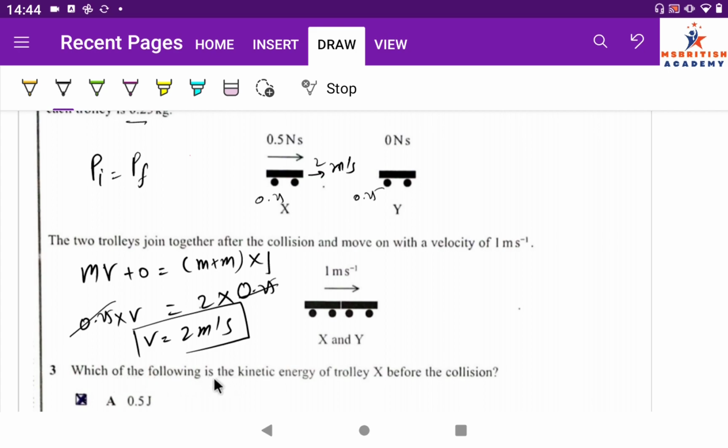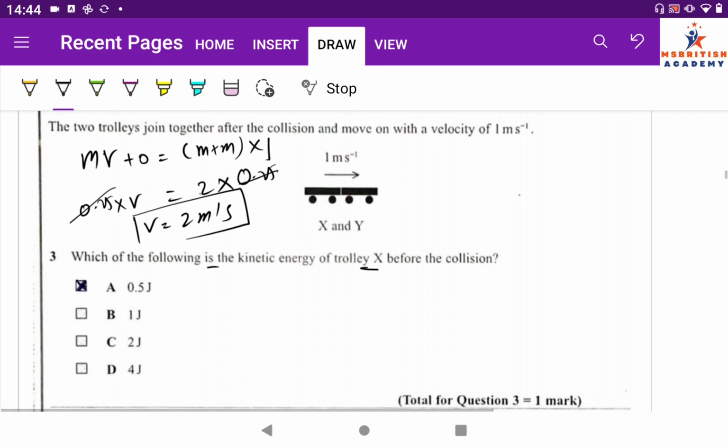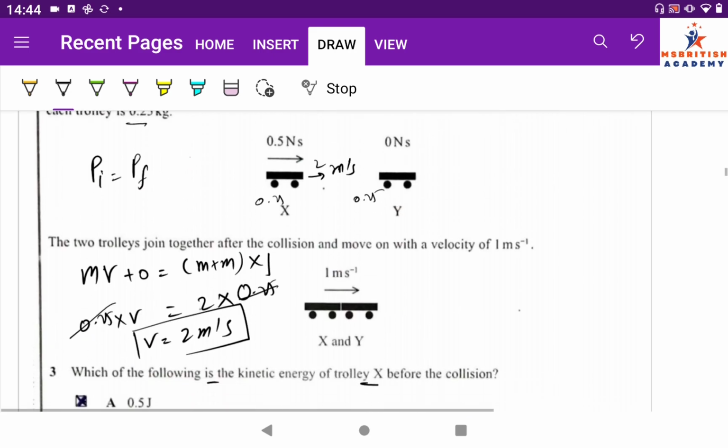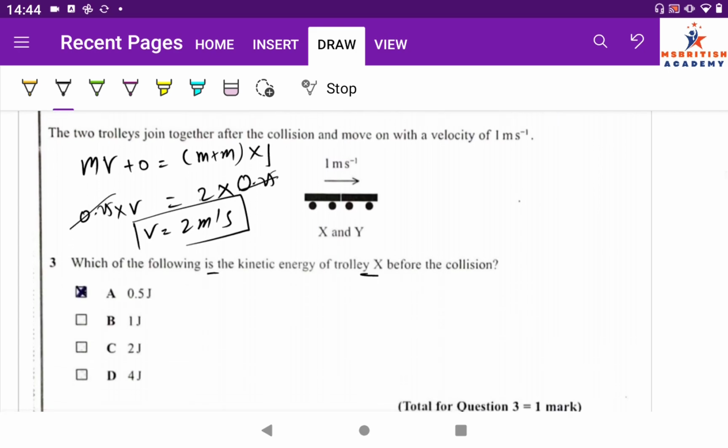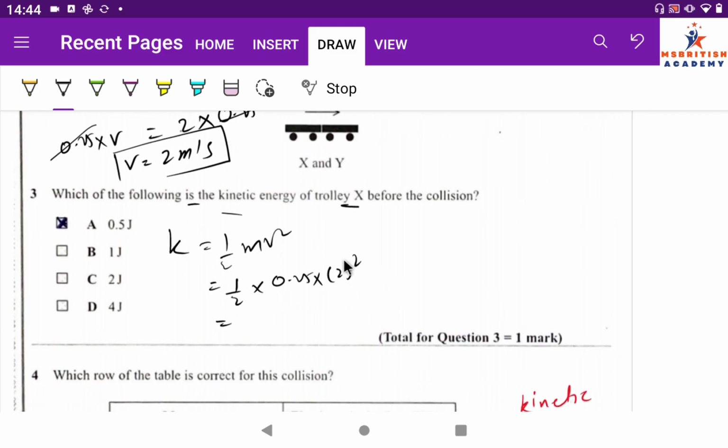Which of the following is the kinetic energy of trolley X before the collision? X is moving with 2 meter per second and its mass is 0.25. So we can use the kinetic energy formula, half m v squared. Half, m is 0.25, and velocity is 2 squared. So it will be 4 divided by 2, which is 2, and 2 multiplied by 0.25, so this is 0.5 joules. So from here the correct answer would be A.